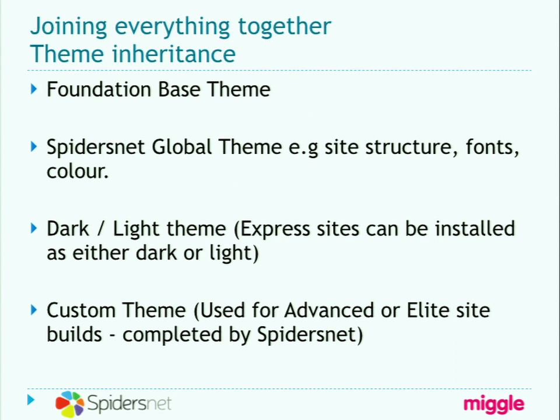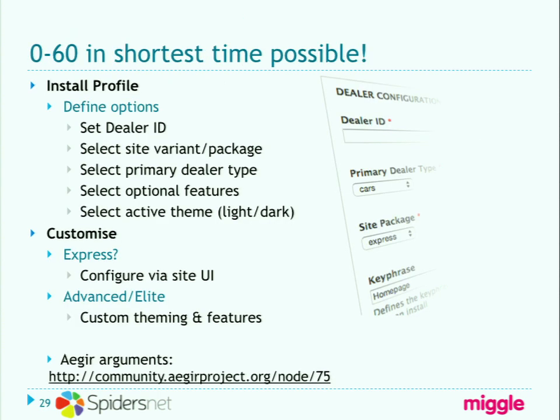One thing the client wanted to be able to do was install an express site using a dark or light theme, so we had those as child themes. And then on top of that, the client can go in and create custom themes for the advanced and elite sites, which allowed them to override all the template files. And now over to Steve to explain how that's all joined.